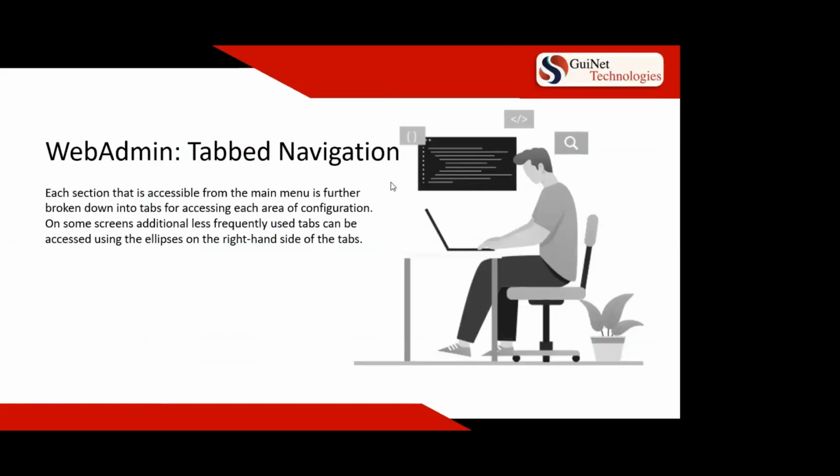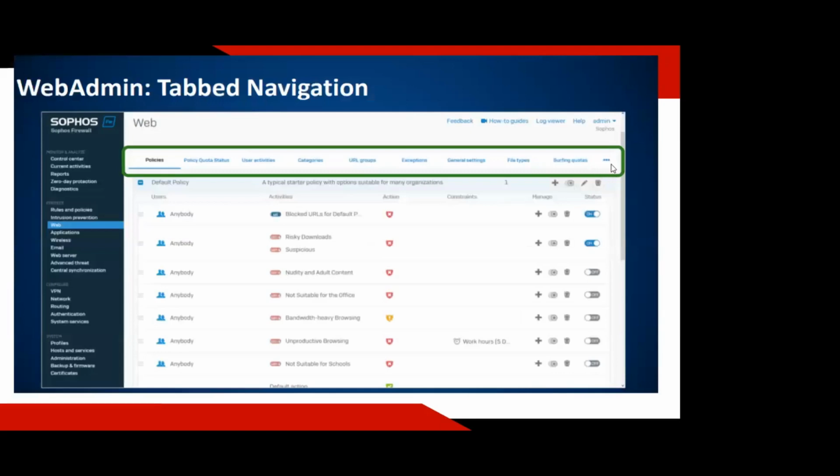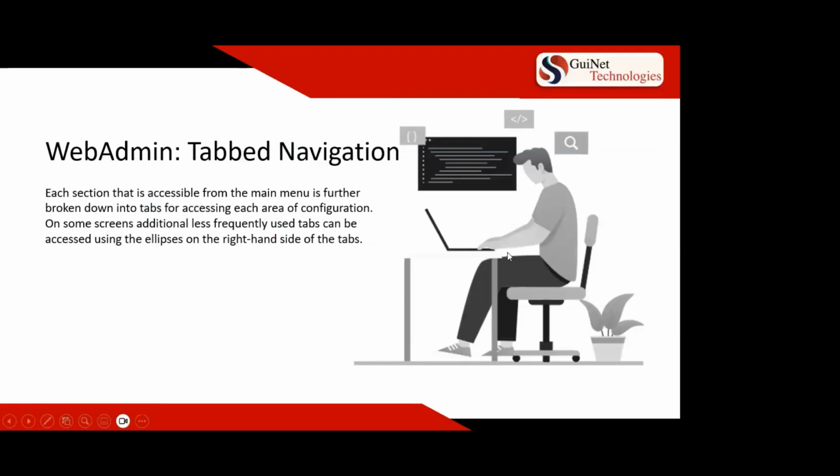Each session that is accessible from the main menu is further broken down into tabs for accessing each area of configuration. On some screens, additional less frequently used tabs can be accessed using the ellipsis on the right-hand side. So yes, there are more options here. Once you click here, you'll get the rest of the options available. If your browser is small, you might only see up to here. So you click here, and you will get the rest of the options on the tab.